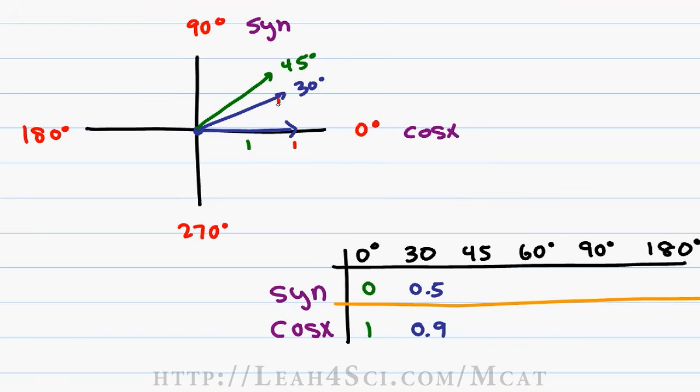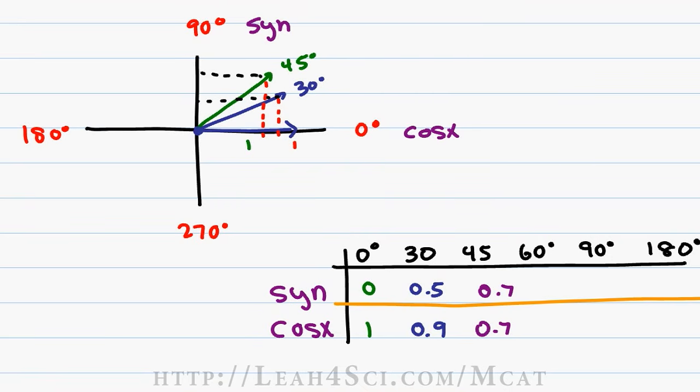Here we're at 1, here we're at 0.9. Here we get to something that the calculator will call 0.707, but for the sake of memorization, we'll just keep it at 0.7. The sine value or the y value has gone from 0 to 0.5, and now we're slightly higher at 0.707, which once again is rounded to 0.7.